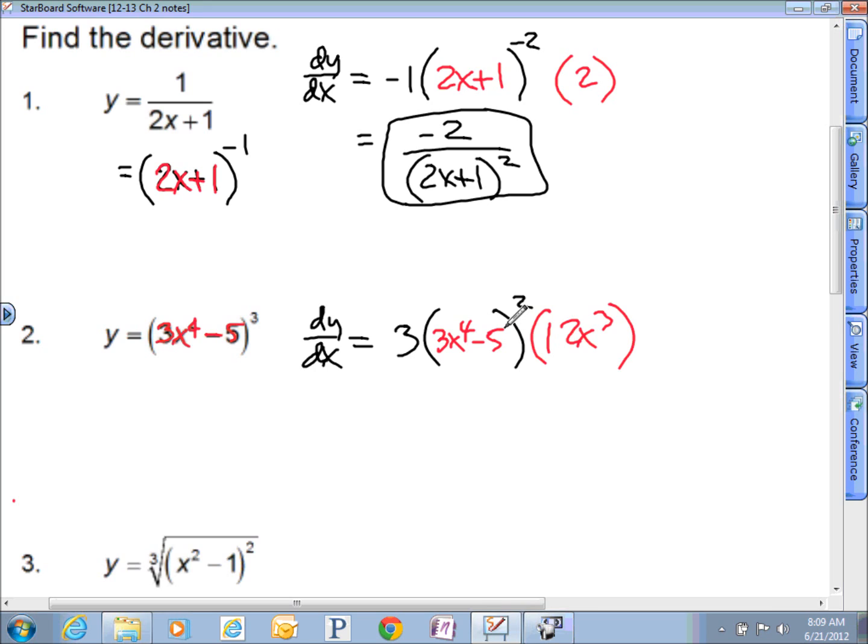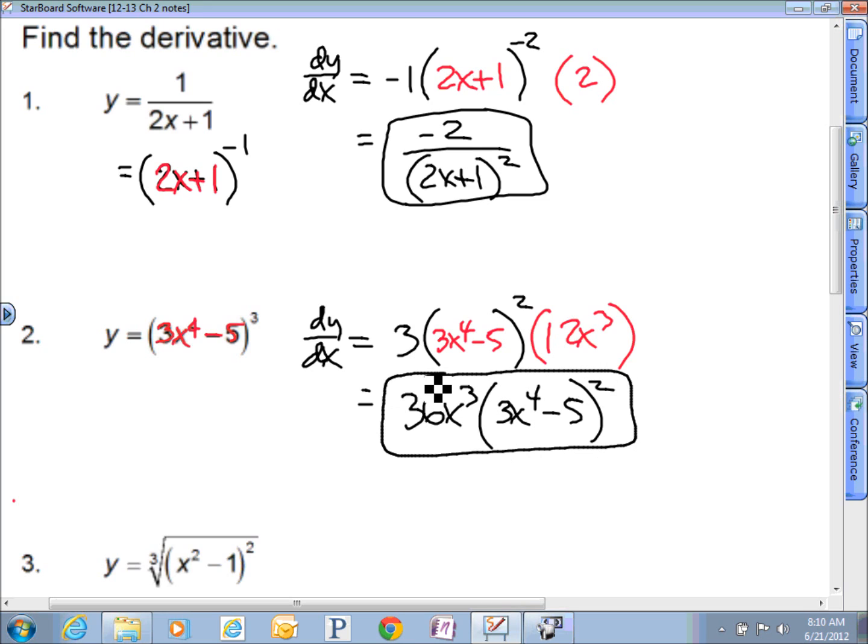But I can take the 3 and the 12x cubed and multiply them together, and if I do that, how about 36x cubed times the quantity 3x to the 4th minus 5 being squared. Now, you certainly could multiply all that out. You could multiply out the binomial and then distribute the 36x cubed. I wouldn't advise it, because what we're going to find as we get past the skill of taking the derivative and get to the application of taking the derivative, you're going to like that form a lot better.